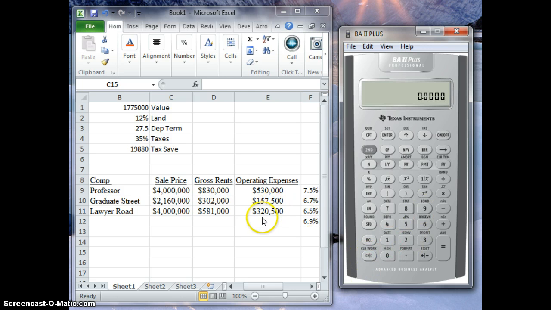We'll clear again, and we'll do the last one. 581 minus our 320 gives us, oops, I must have keyed something in wrong there. We'll clear that out again. 581 minus our 320. There we go. 260,500. We're going to divide that by our 4 million sale price for this building, and that gives us 0.0651 as a cap rate.